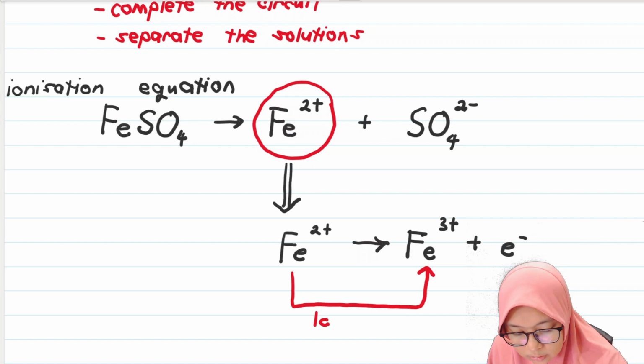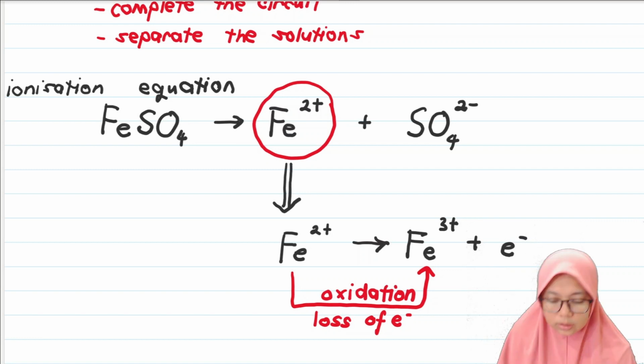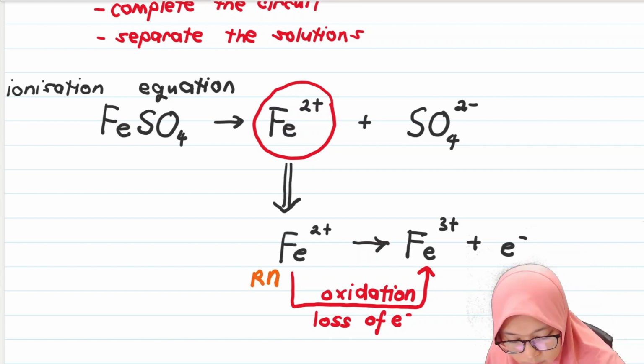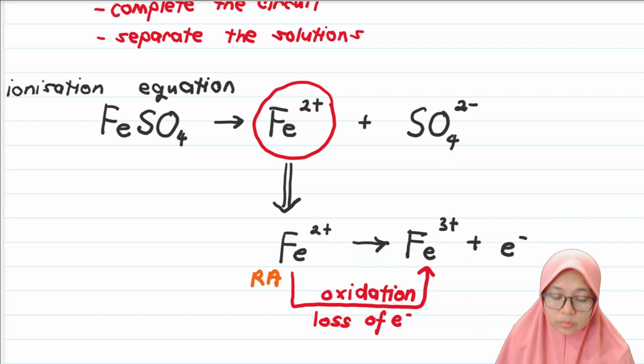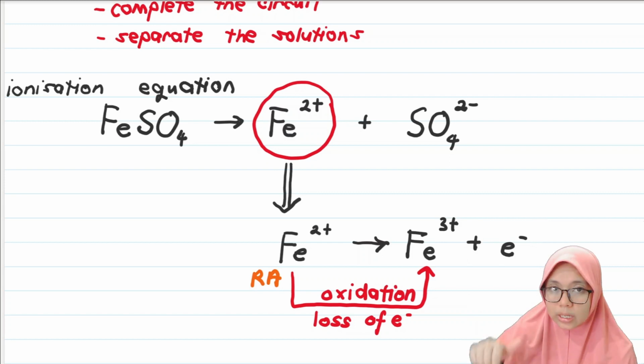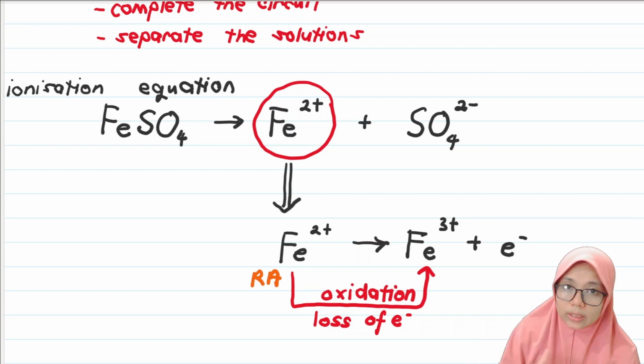So this is actually the process of loss of electron. So the reaction is oxidation reaction. Iron 2 plus undergoes oxidation reaction. So a substance that undergoes oxidation reaction, the ion, will be considered as the reducing agent. Ra means reducing agent. Okay, settle that part. The iron 2 plus changes to iron 3 plus.